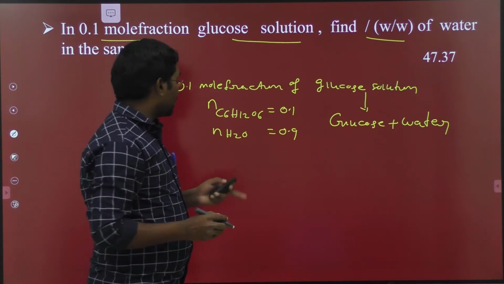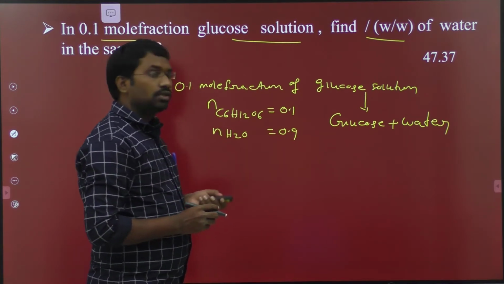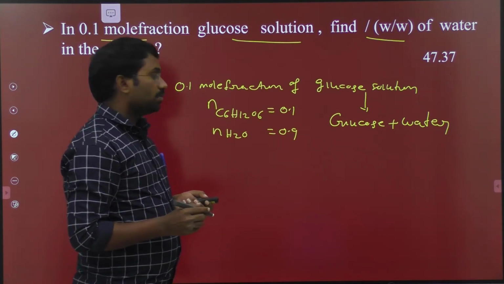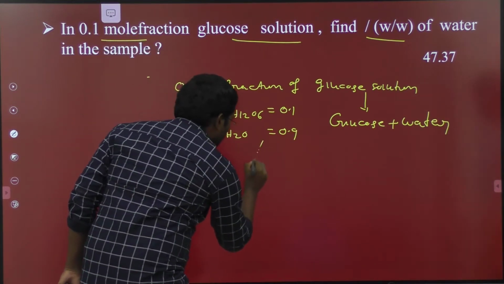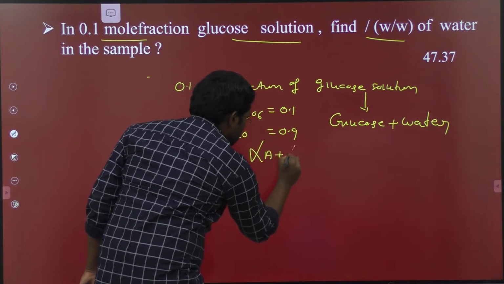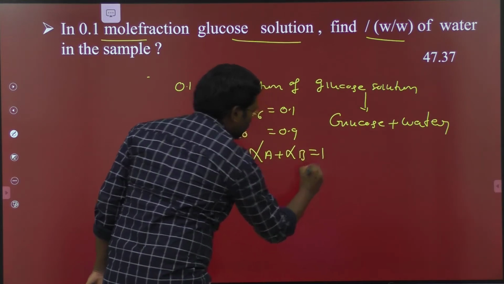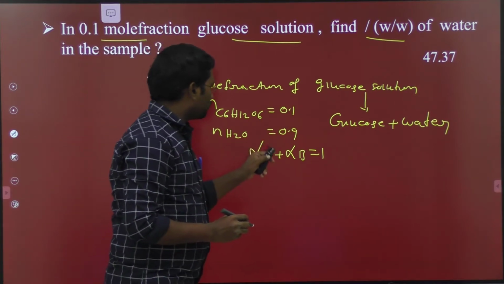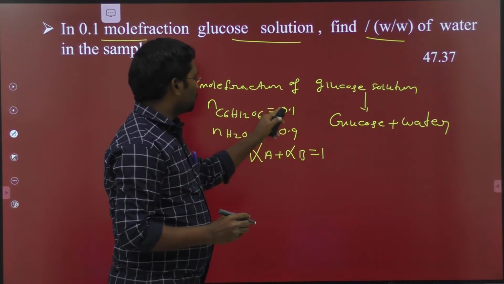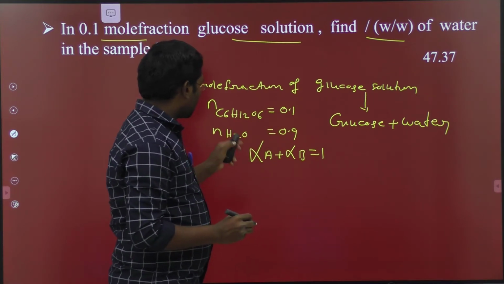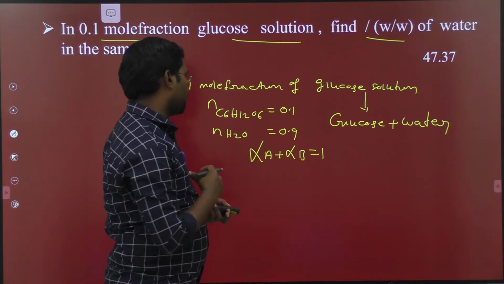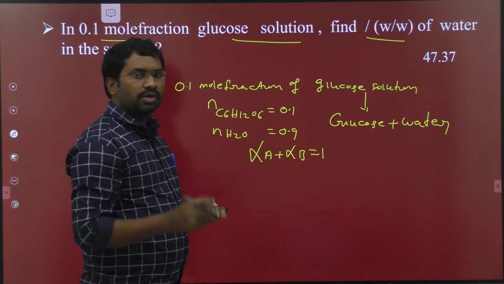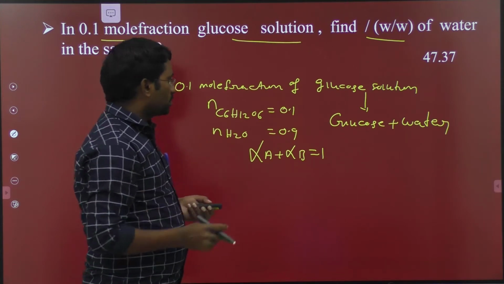How can we say the number of moles of water is 0.9? In the concept of mole fraction we learned that in a given dilute solution, the mole fractions of the two components add up to unity. Basing on this, if the number of moles of glucose is equal to 0.1, then the number of moles of water is equal to 0.9. The sum of the mole fractions of the two components present in a solution must be unity.